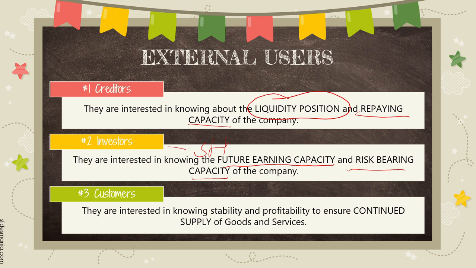And number three, the customers. Why would the customers know about the financial statement? They should know to get the stability and profitability. Why they should know about the stability and profitability? Because to get continued supply of goods and services. Only when there is a stability and profitability in the organization, they will continue their business. Only then there will be a supply of that goods and services, right? So they want to know whether the company is actually making a good profit. That's all that matters to the customer, right? In order to get a continued supply of the goods and services.